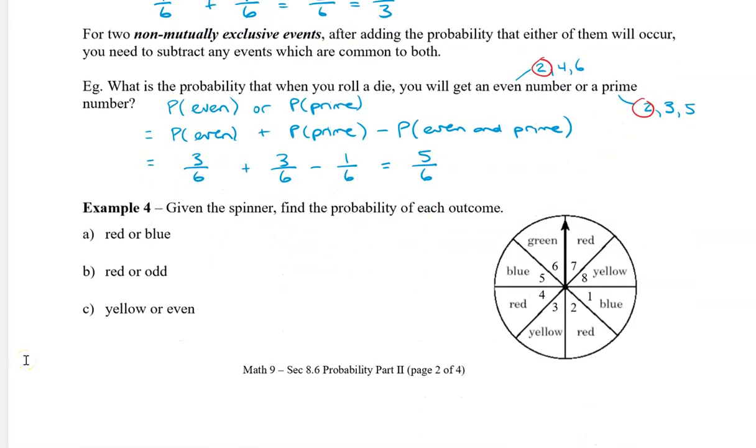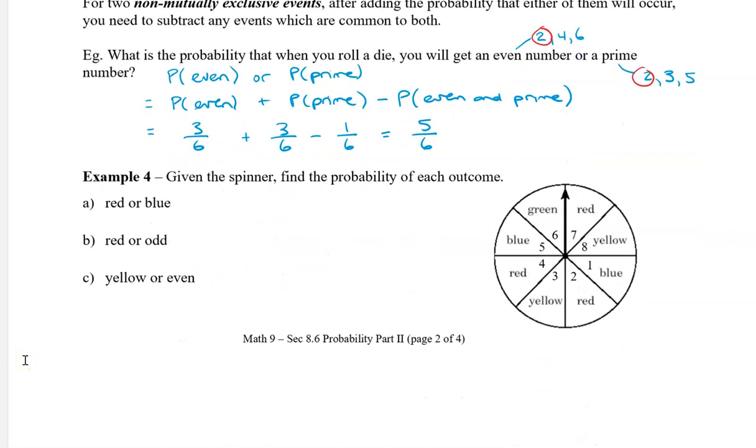All right, let's take a look at an example. So given the spinner, find the probability of each outcome. So the first one is the probability of red or blue. So we have 3 that are red and we have 2 that are blue. So these are actually mutually exclusive events. I'm going to write ME. So therefore, we can just count all of them, but we'll do this properly. So there are 3/8 that are red plus 2/8 that are blue. So that gives us 5/8.